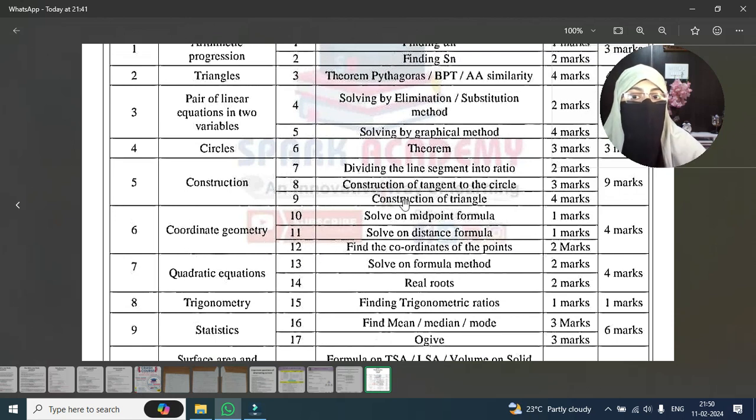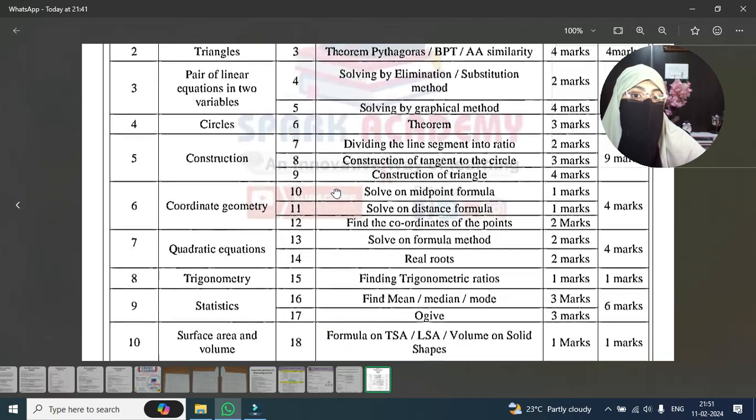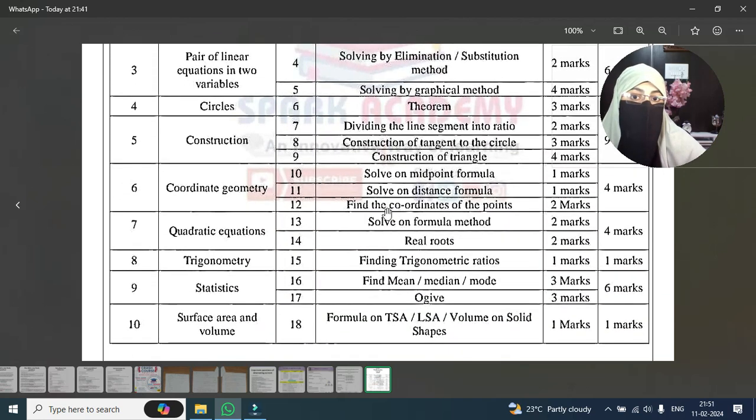Then coordinate geometry, midpoint formula and distance formula. Then coming on to the coordinates of the point, very important. These 3 questions will help you to get 4 marks. Minimum marks I am sharing over here, but you can get more, because if the questions repeat, if distance formula, midpoint formula can be asked in some other form, then also you can get the marks.